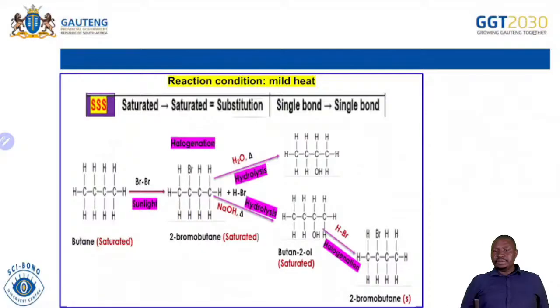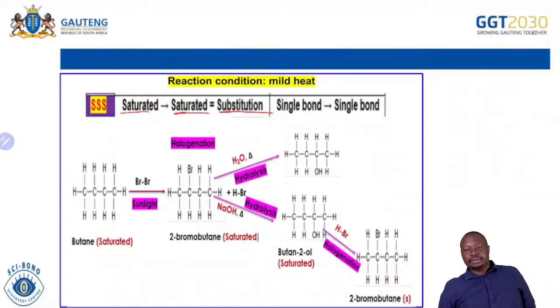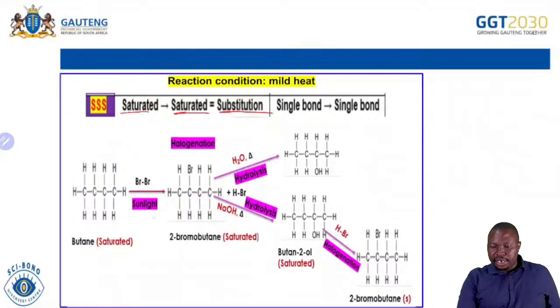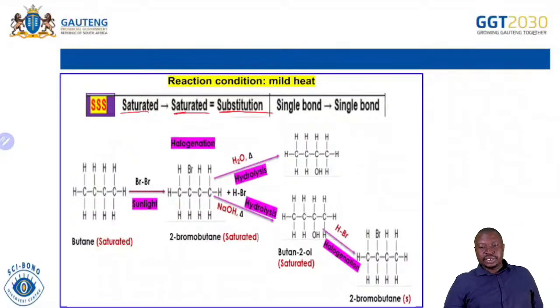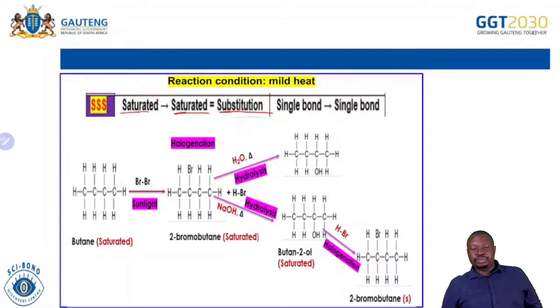Now, substitution, we're saying you are having a saturated compound remaining saturated. The reaction is called substitution. So for substitution, we can have a butane, an alkane. Then when you bring Br2, you won't add them. You are not adding, you are substituting. So you can't put all the Br2s. One Br will go into the structure, one Br will be replaced. So that's what we are doing here.